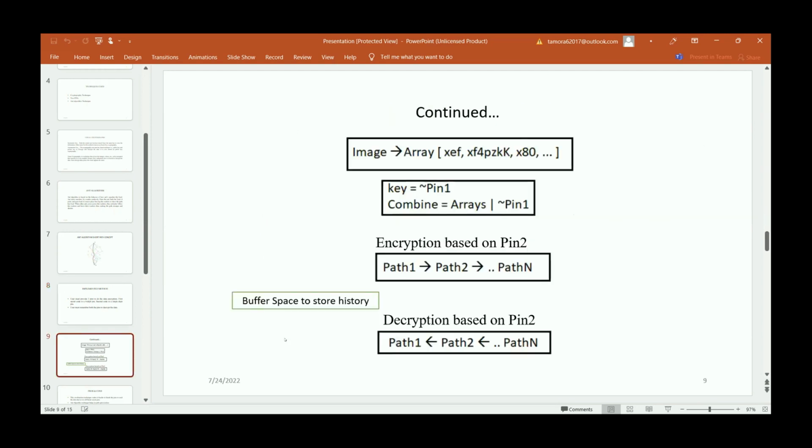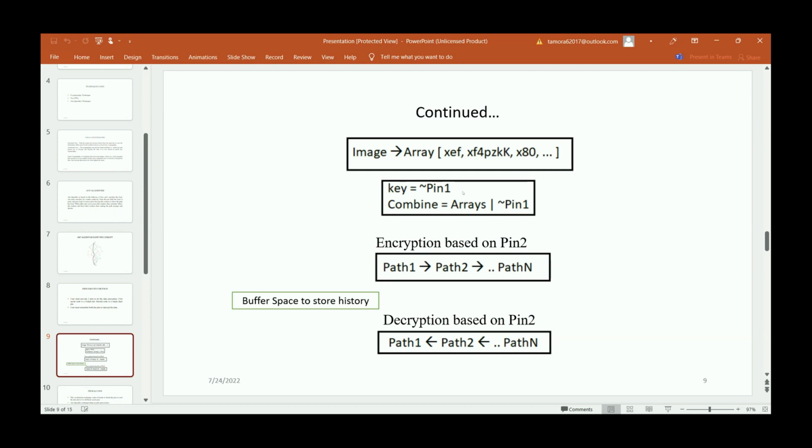Coming back to the algorithm, this is the representation. Once the image or the video is fed into the algorithm, at the initial step it converts the image or the video into an array of bytes. The length of the array of bytes depends on the size of the image or the video. That is the first step. The second step is to invert the first pin entered.